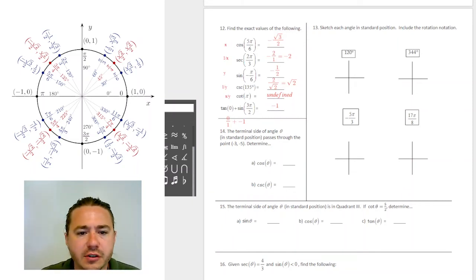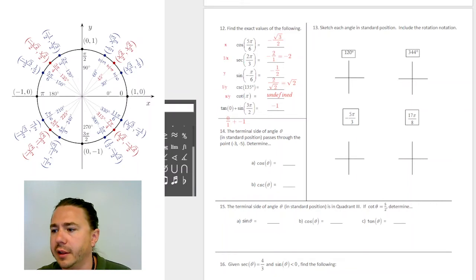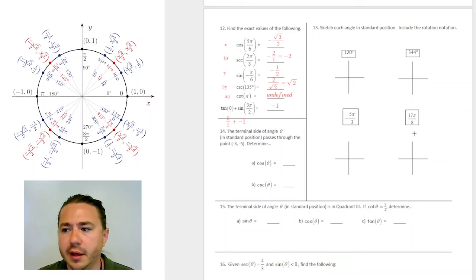This takes us back to the first couple days when we were sketching angle measures, number 13. So 120, hopefully you have a good idea where that is now, since we've been working with the unit circle so much. But yeah, 120 degrees is going to look like this. Don't forget that rotation notation, most important part of the whole diagram. You've got an arrow going to it, kind of like that.